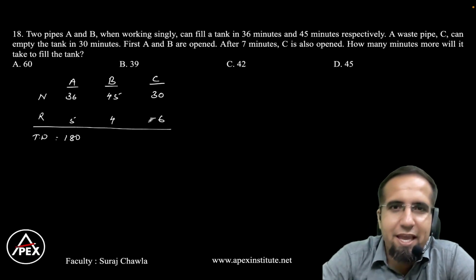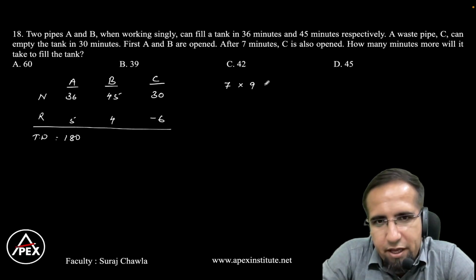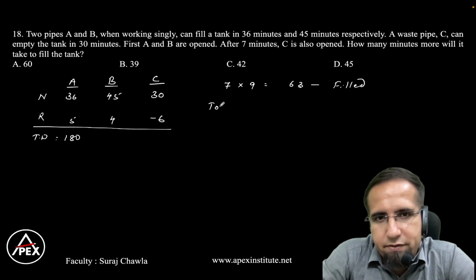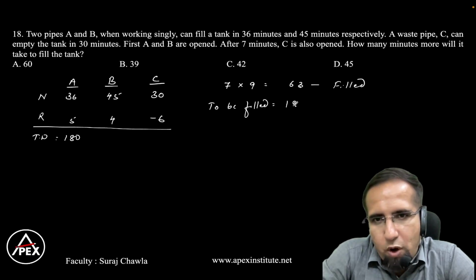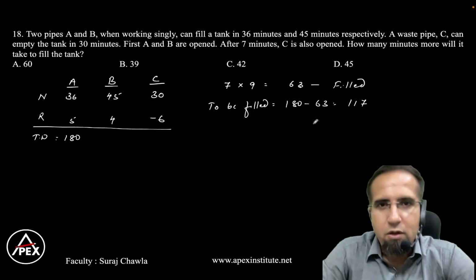So first taps A and tap B are open for 7 minutes. So in 7 minutes, how much is filled? 7 nines are 63 is already filled. Now to be filled is how much going to be? To be filled further is equal to 180 minus 63. That is equal to 117.